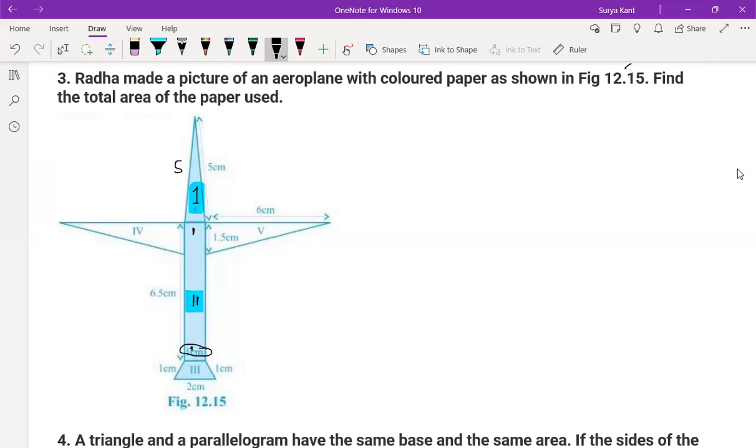But what about the trapezium down, sir? Do you break it down into half, into triangles again? Wait, I'll tell you that one. The third part, I'm just going to the third part only. First and second part, you understood, no? Yes, sir.